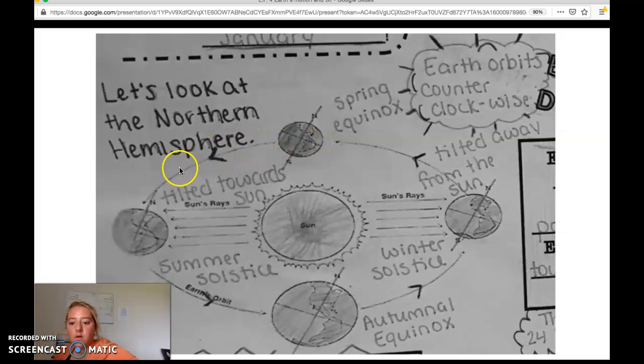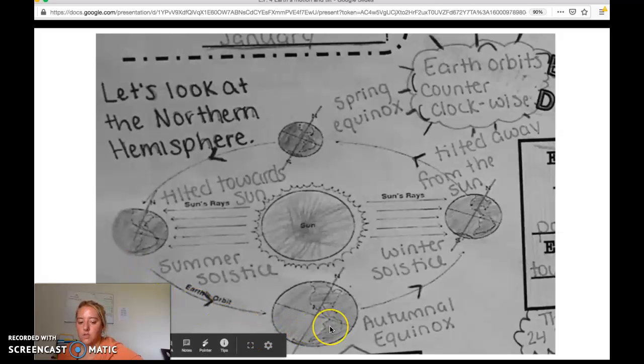If we keep orbiting, we're going around and around, and we've now hit our summer solstice. If in winter we were tilted away, in summer we are tilted towards the sun. We have more of the direct sunlight rays hitting the northern hemisphere, therefore it is summer. The southern hemisphere, like Chile, right down there in South America, or Australia, they're having their winter. At summer solstice, we have the longest day of the year, or the most hours of daylight.